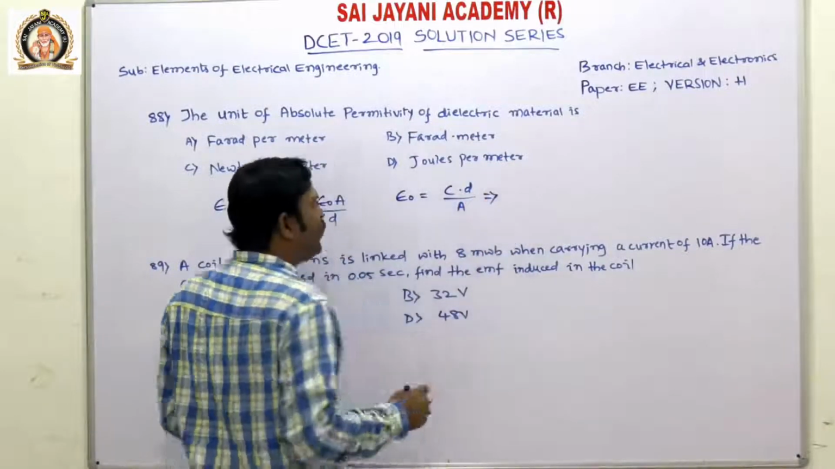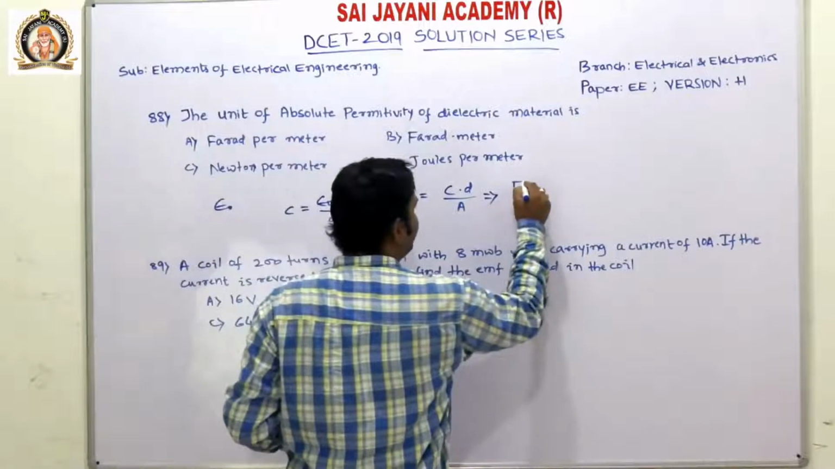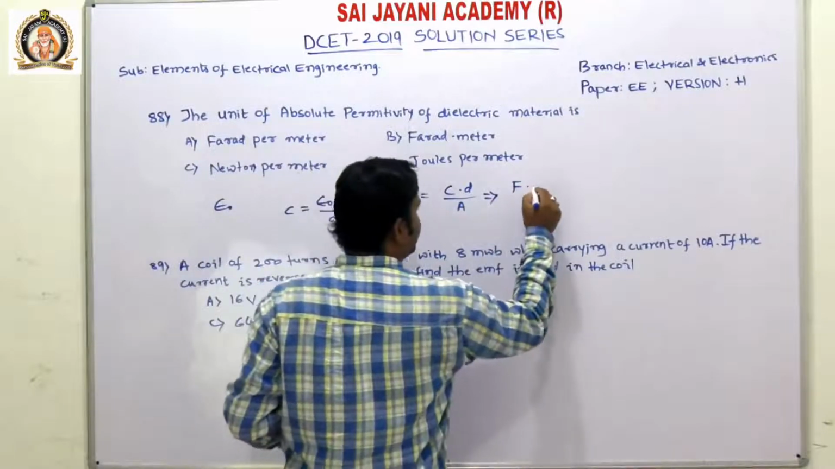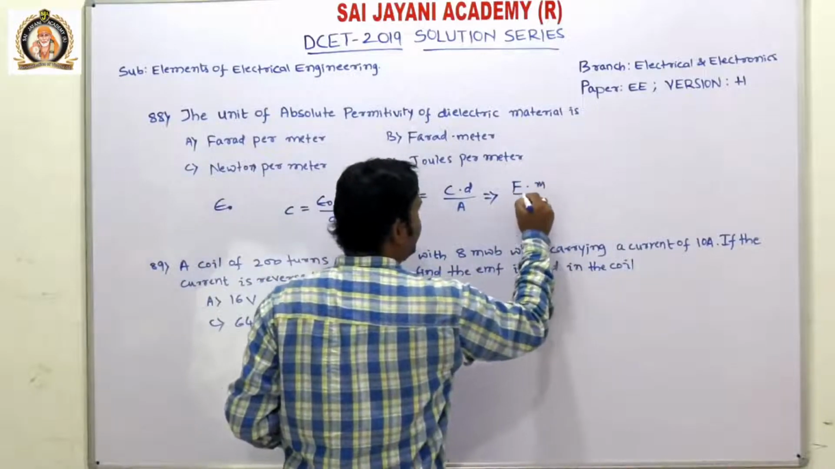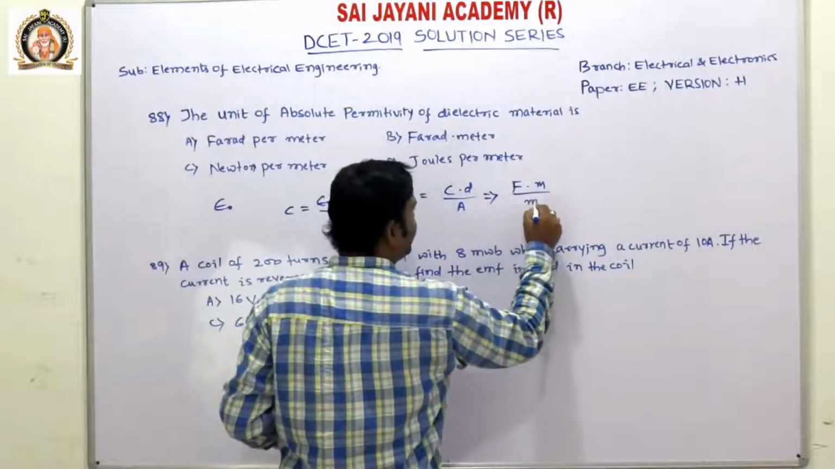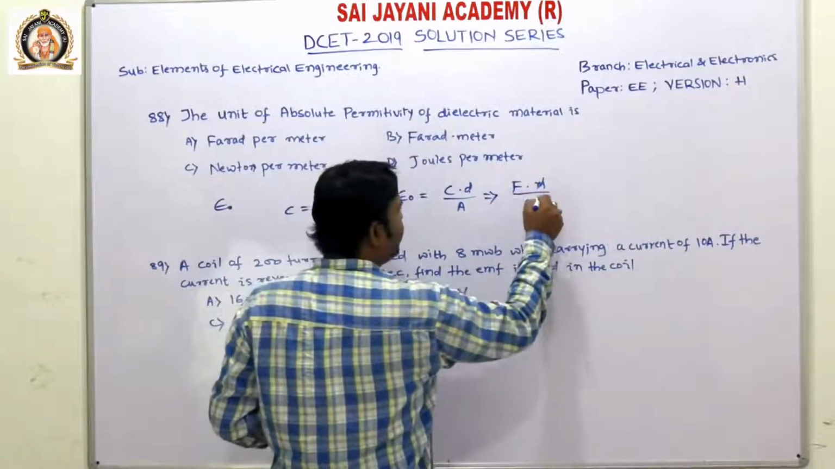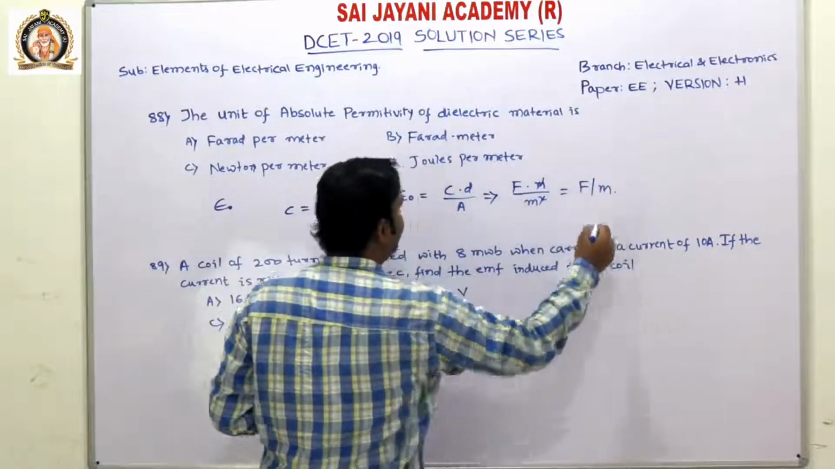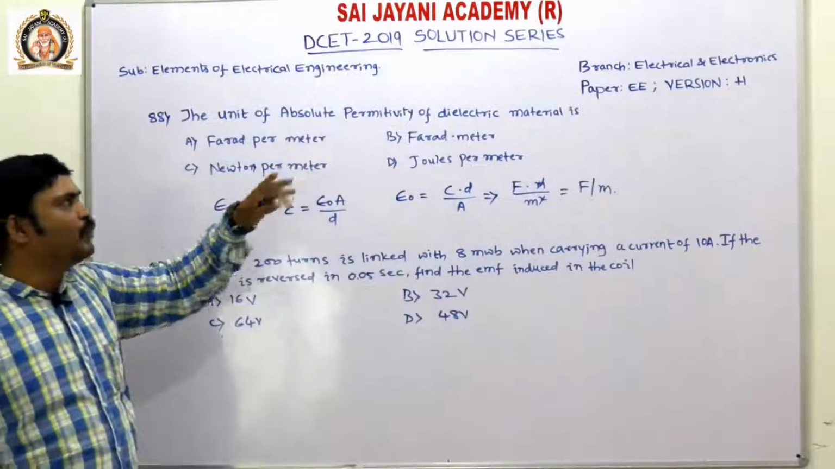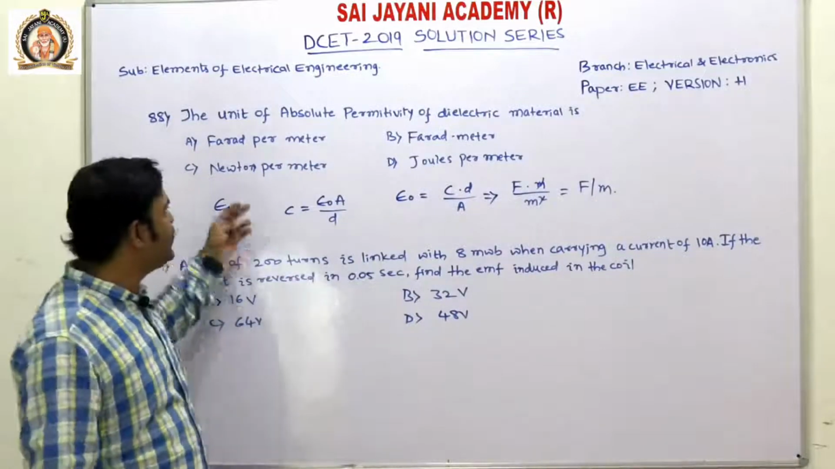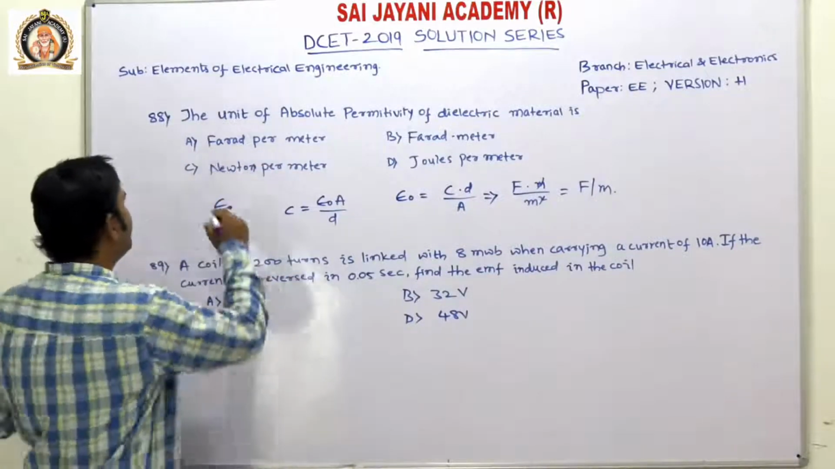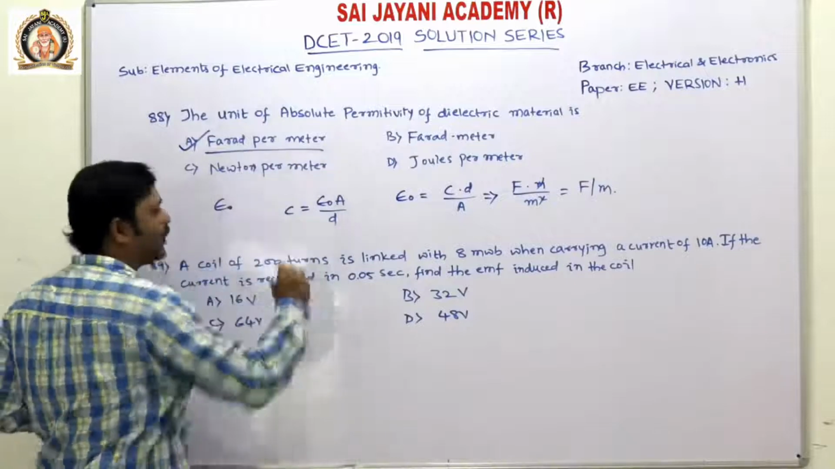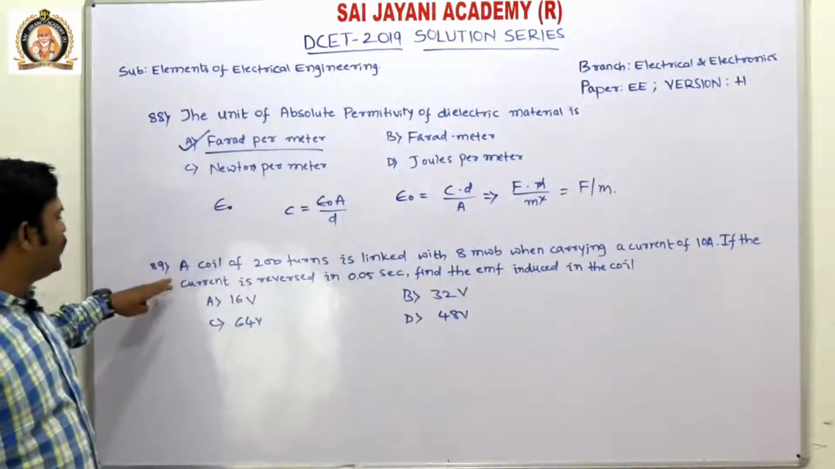What's the unit of capacitance? It is farad. What's the unit of distance? It is meter. What's the unit of area? It is meter square. So now meter and meter cancel, and we get farad per meter. The unit of absolute permittivity of a dielectric material is farad per meter. Option A is the right answer. Let us move on to the next question.